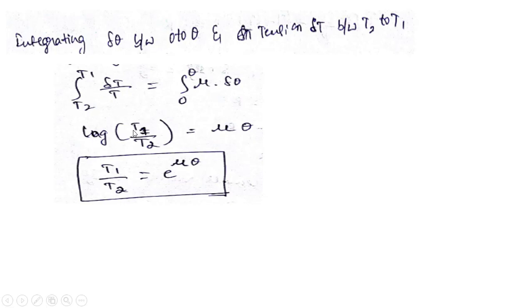You can write it as log T1 by T2 is equal to mu, and the integration of this will be theta. Apply the limits, theta minus 0, it is theta, so mu into theta. And if you remove this log here, it will become T1 by T2 is equal to e power mu theta. Yes, this is the expression for the ratio of belt tension.